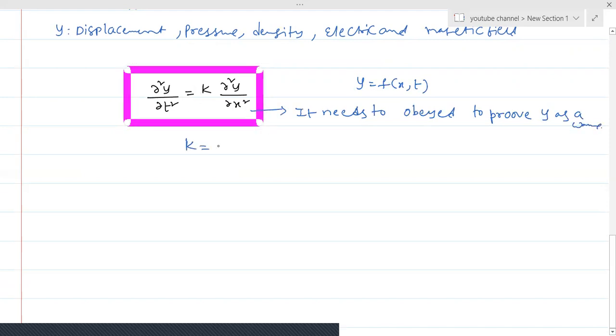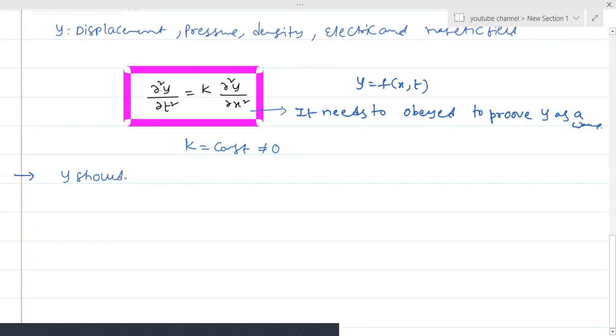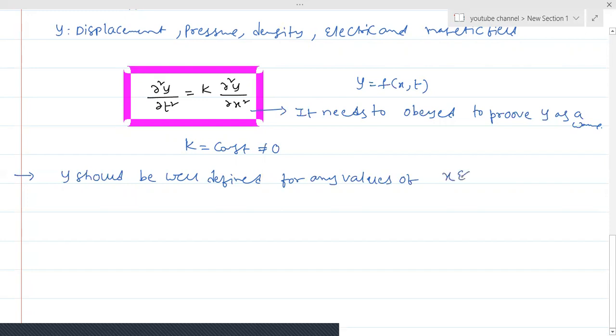Here k is a constant which is not equal to 0. And the most important point is that y should be well defined for any values of x and t.